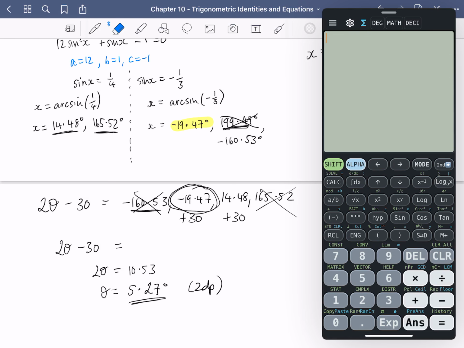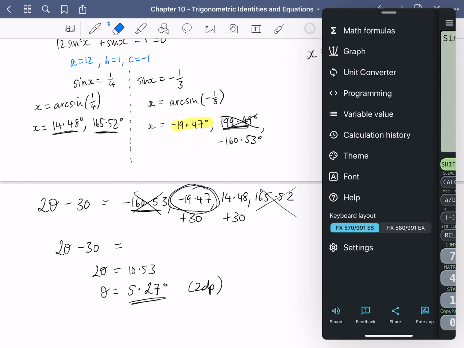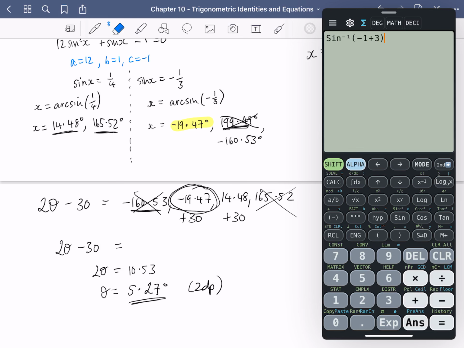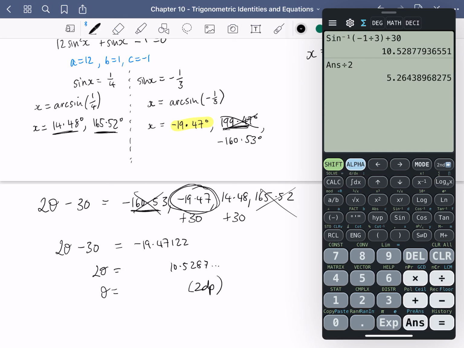Let's get a few more decimal places for that. If I do the inverse sine of minus a third, let's actually use a slightly longer version. So we've got minus 19.47122. And if I add 30 to this, I get 10.5287. And then when I do my answer divided by 2, I get, rather sneakily, when you use the rounded version, it doesn't work so well. You actually get 5.26 degrees. So there is a good lesson here: use the unrounded version.